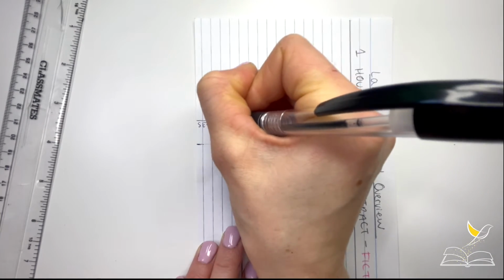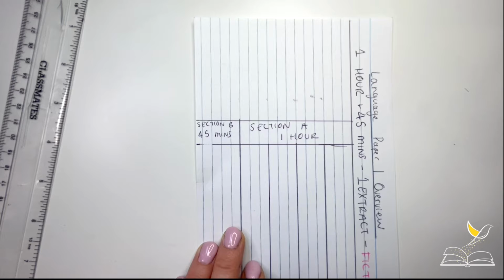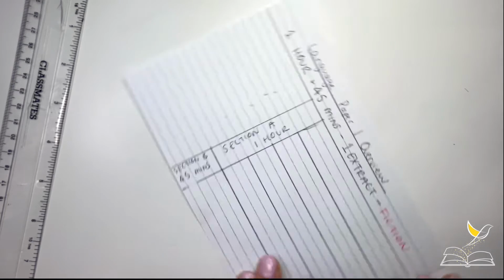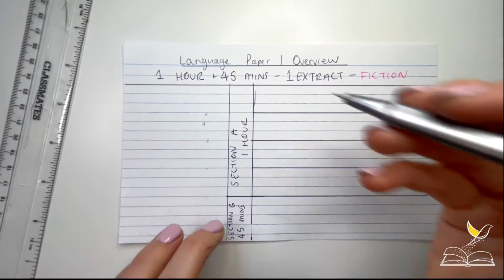Then over here, I'm noting down that section A, which is the first 4 questions about the fiction extract, is 1 hour, and then the writing task, section B, is 45 minutes.